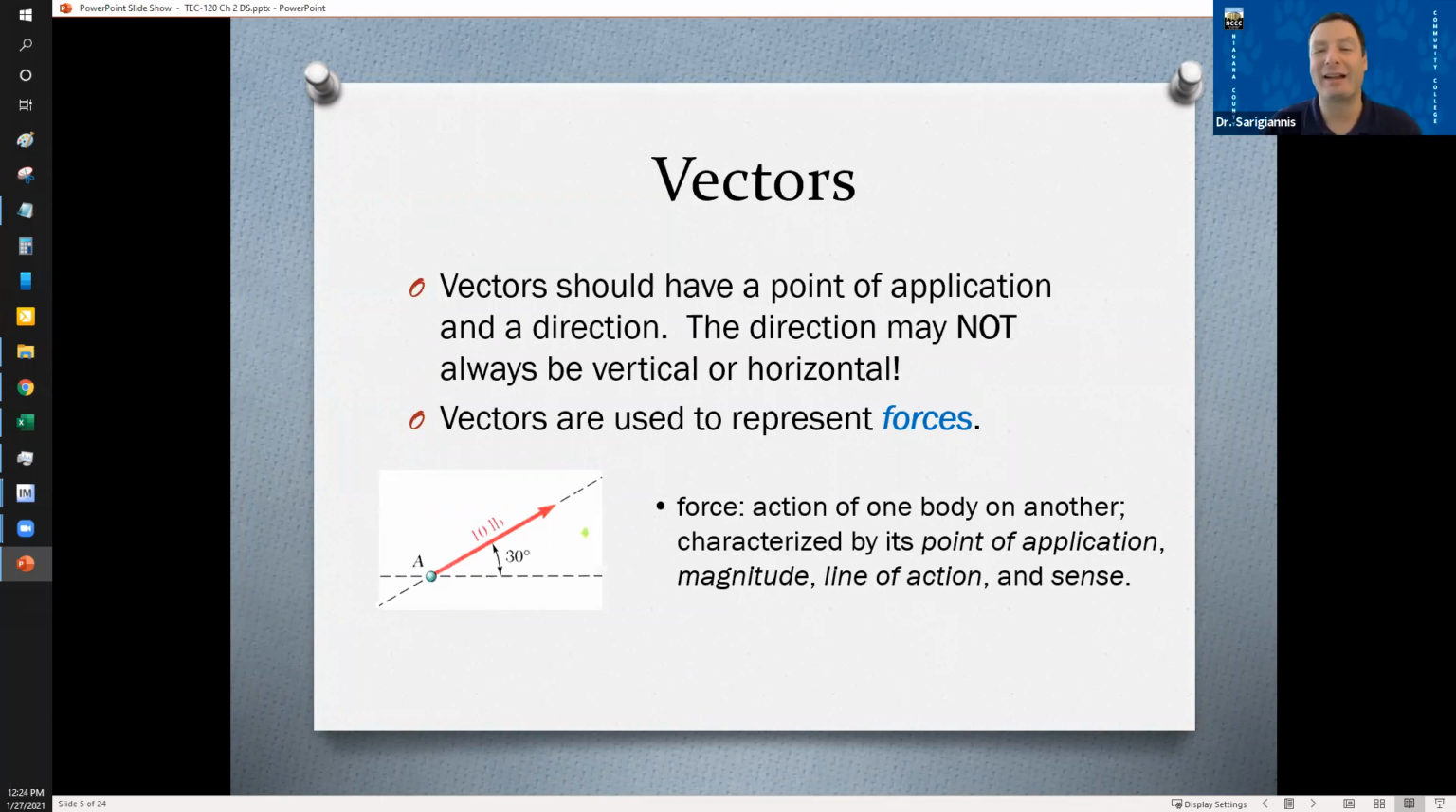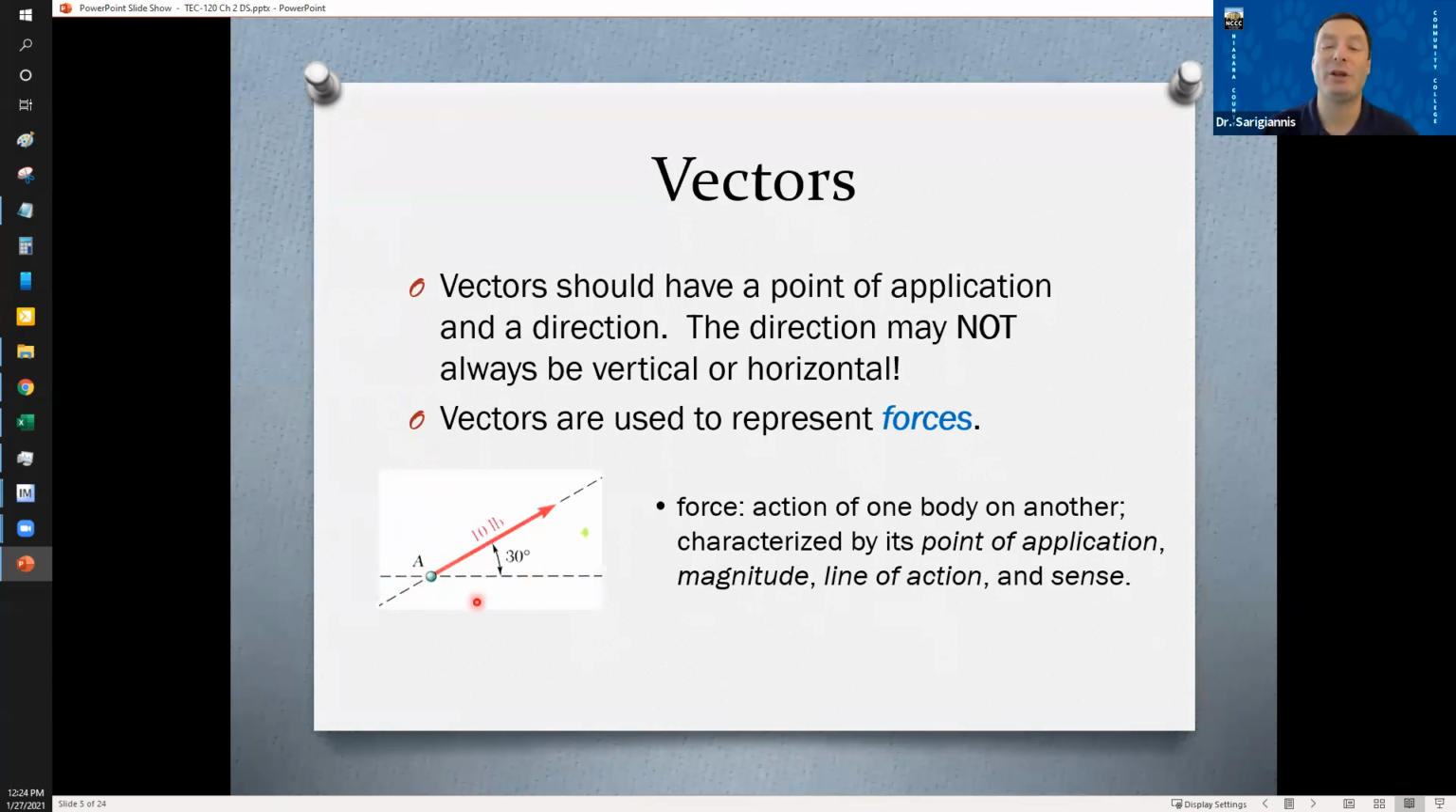How do vectors act? They have some kind of point of application, right? So you're applying it at some point, and then it's got a direction. It doesn't have to be vertical or horizontal. It can be any direction, right? And this is just a 2D, but in the more advanced classes, the vectors will go in 3 dimensions as well. So you have X, Y, and Z.